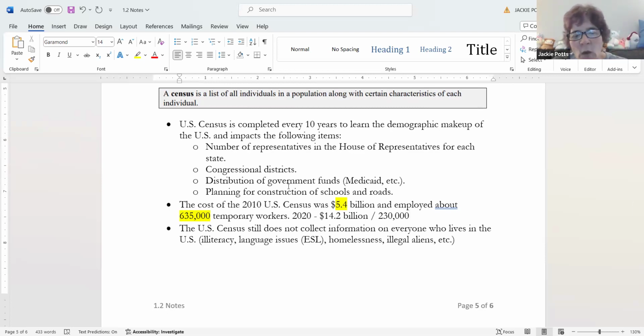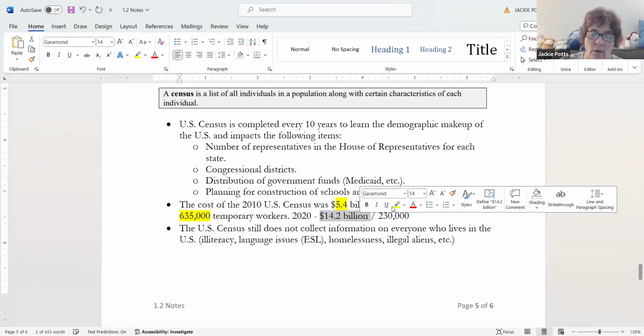So the reason why we bring this part up is because a census goes after the population. Remember, I talked about in 1.1 the difference between a population and a sample. Population's the whole group. Sample is just a portion of that group. Well, the census tries to survey and find the data out on the entire population of the United States. And look at how much it cost us.